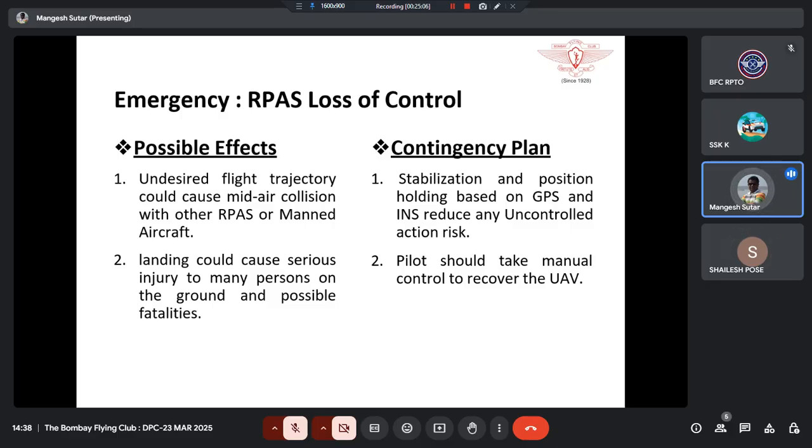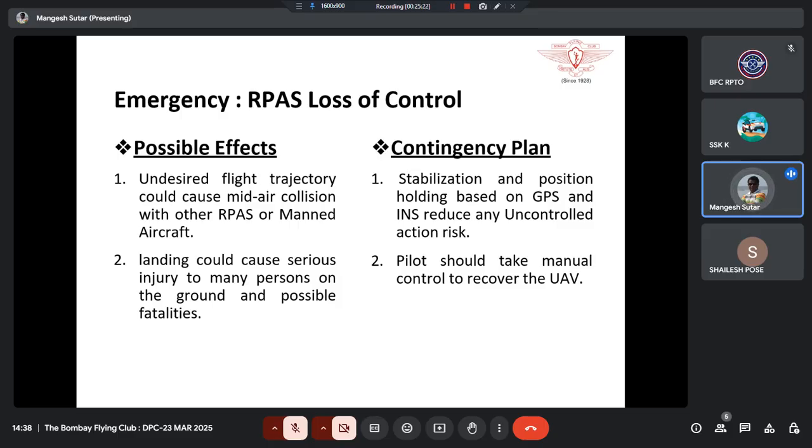So a lot of people configure RTH different and RTL different. For example, I kept the drone at one place and powered it on there. So the moment you power on, that point where it is powered on is your home position.